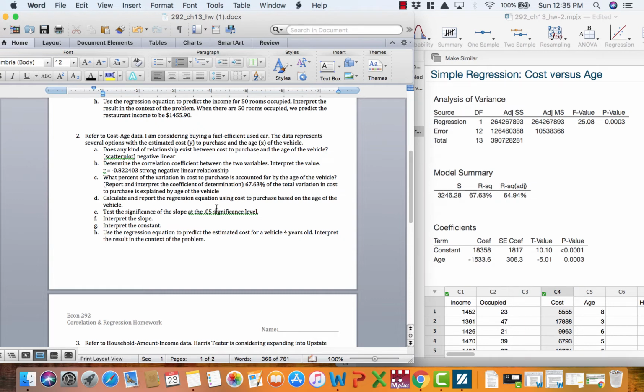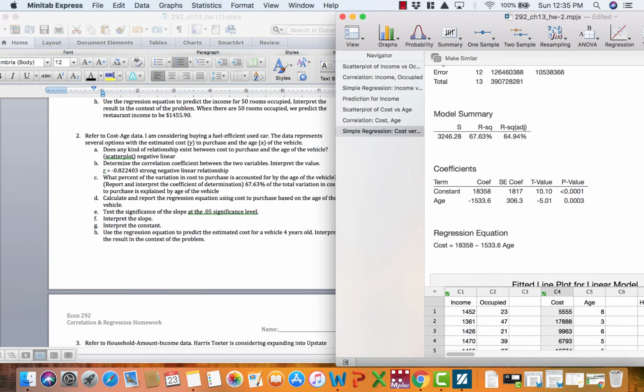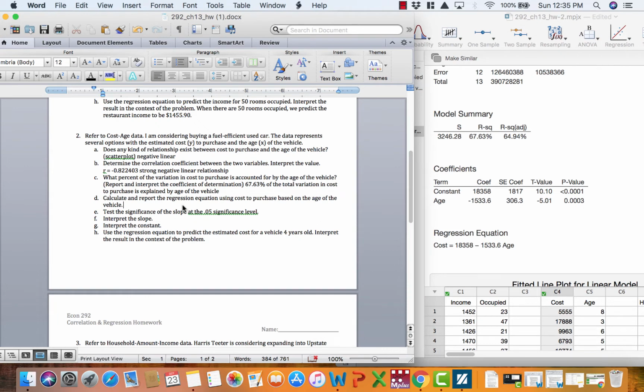Calculate and report the regression equation. We can scroll down here in Minitab and get our regression equation. So we have cost equals 18,358 minus 1533.6 age.